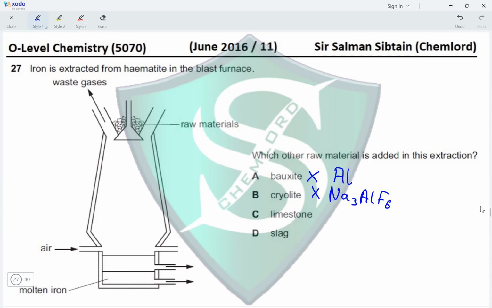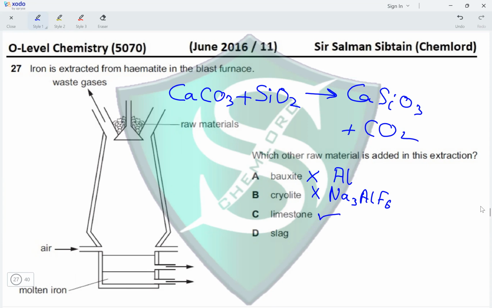Limestone. Limestone is used in the iron extraction process because limestone, which is CaCO3, reacts with the acidic impurities present, which is SiO2, and it forms CaSiO3 and releases carbon dioxide gas. So limestone is added in the extraction. And slag is what remains after iron has been extracted. It is the waste material remaining which floats on top of the molten iron. So the correct option for this question is option C.